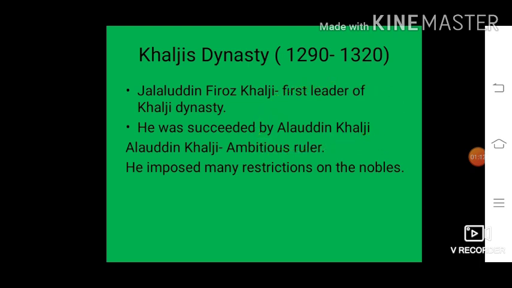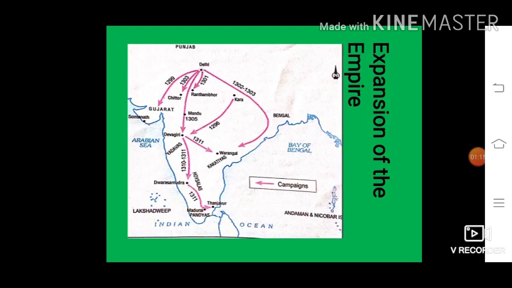Now Alauddin Khalji's expansion is important, and you have a map also, so you need to do it very carefully. Alauddin Khalji wanted to expand his empire. The first step was the conquest of Gujarat. First Gujarat and Malwa. Then he tried to establish control over Rajasthan. For that, he captured Chittor and Ranthambore. These two, Chittor and Ranthambore.